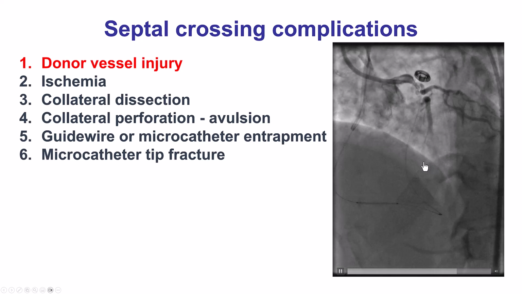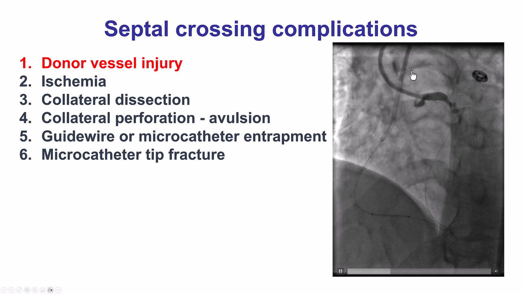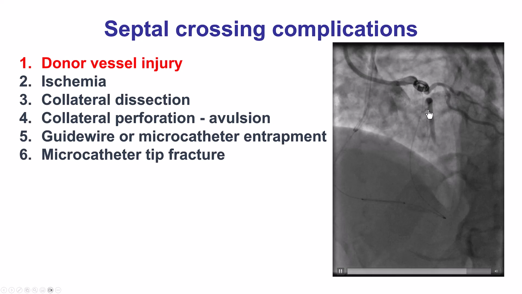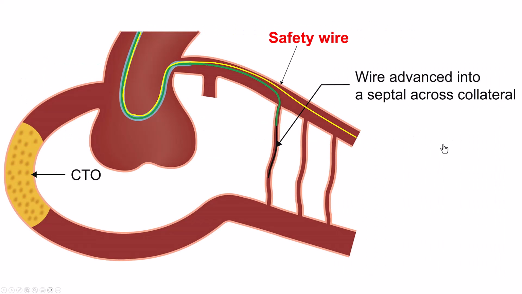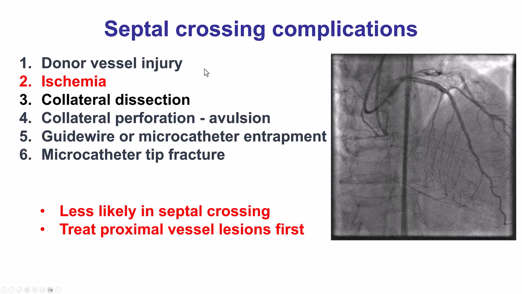So if this happens, retrograde gear is removed and an antegrade stent is placed quickly, or if it's thrombus, the thrombus is aspirated quickly. So always when doing retrograde, place a safety wire into the donor vessel. This provides access to the vessel in case there is a complication such as donor vessel dissection or thrombosis.